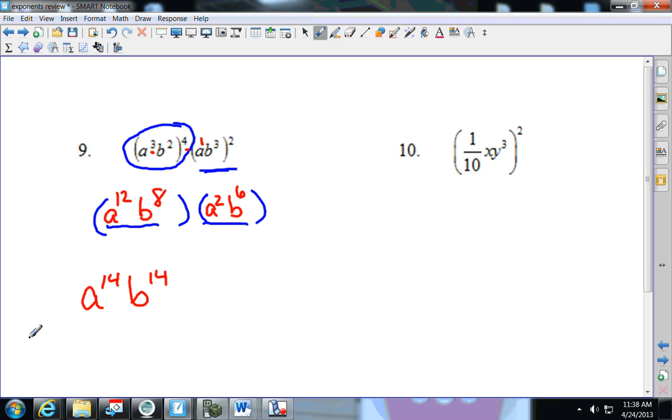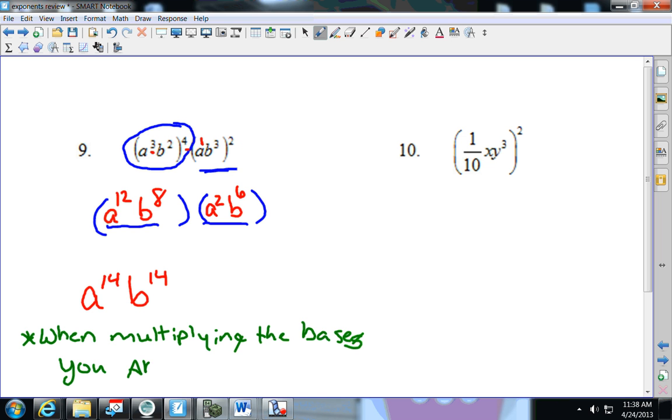So let me write that down there again. When multiplying the bases, you add the exponents. Okay, there we go.